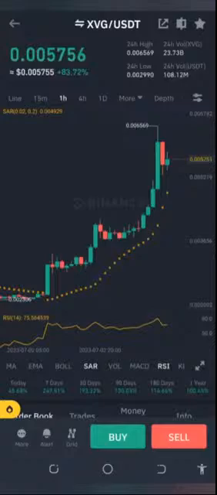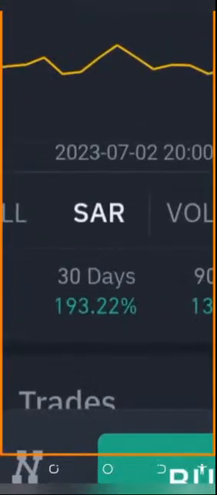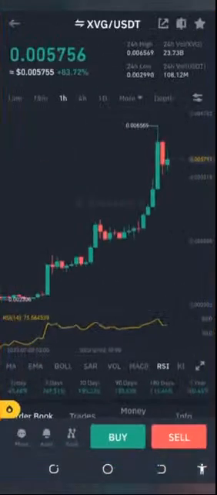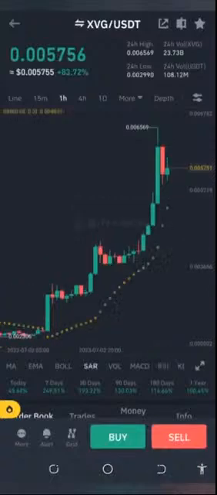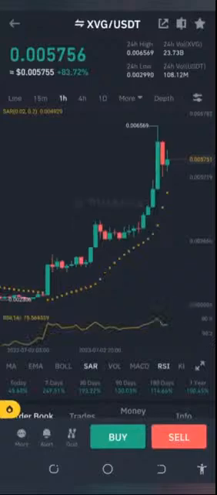Look at it. If I click on SAR, look at it now. If I click on this and I put that off, it's going to go off. But if I put it back on, it's going to come back, right? If I take off the RSI, it's going to go off. If I click on it again, it's going to show up.